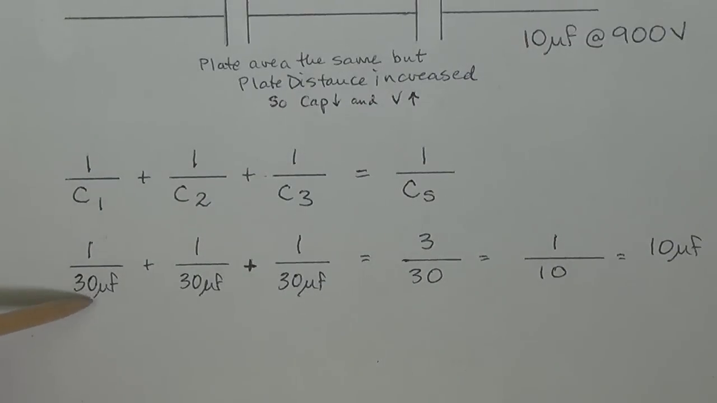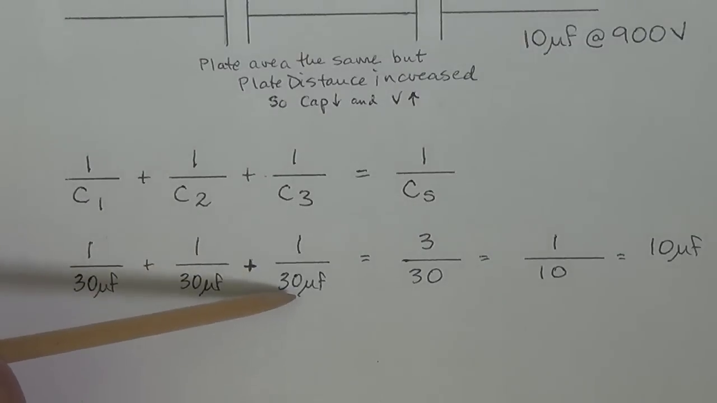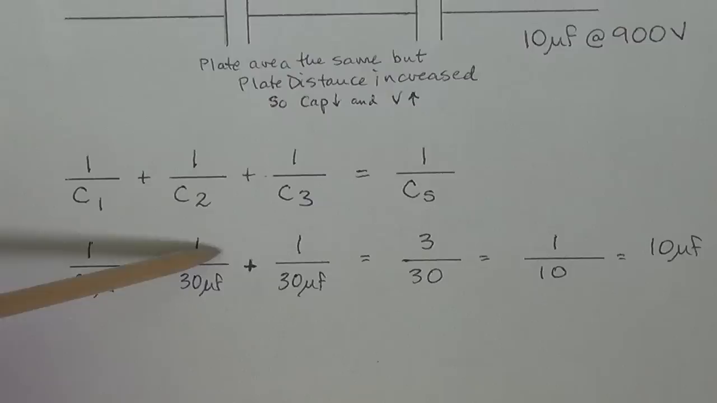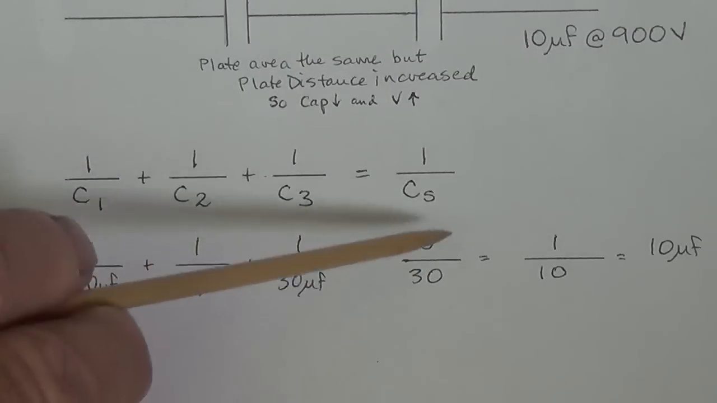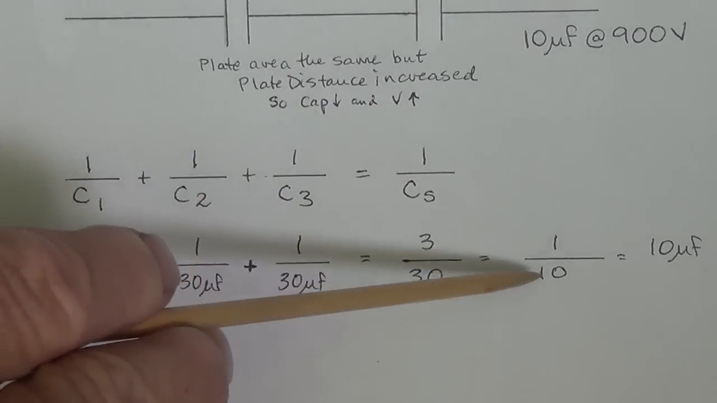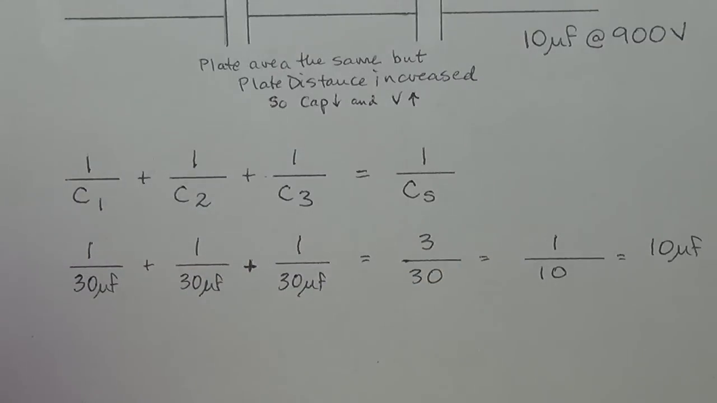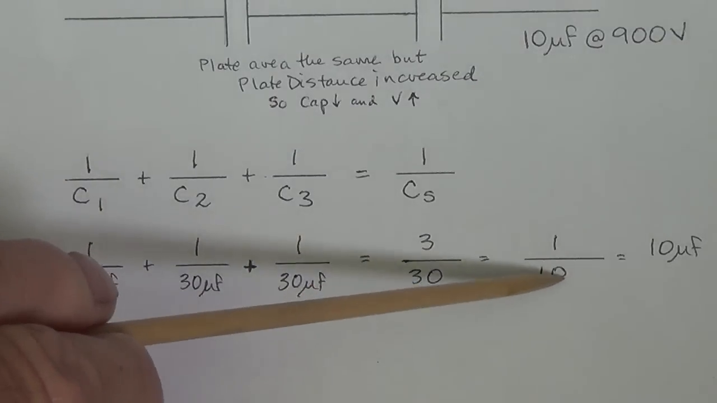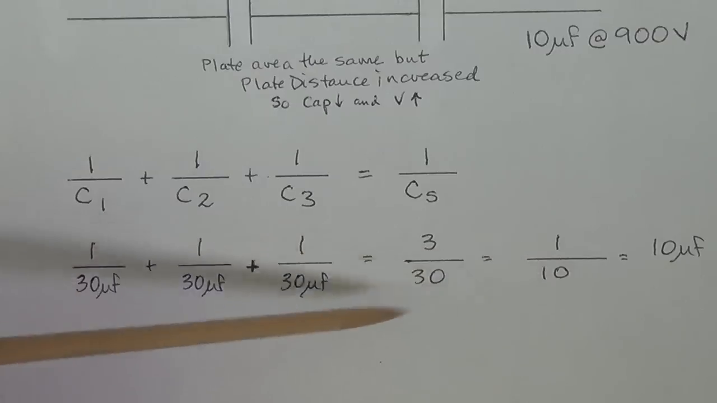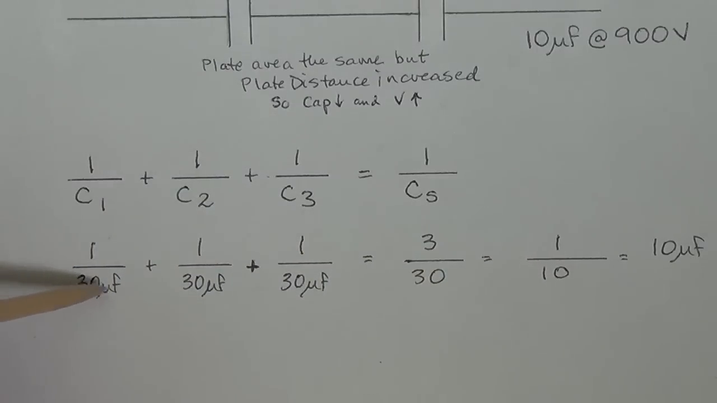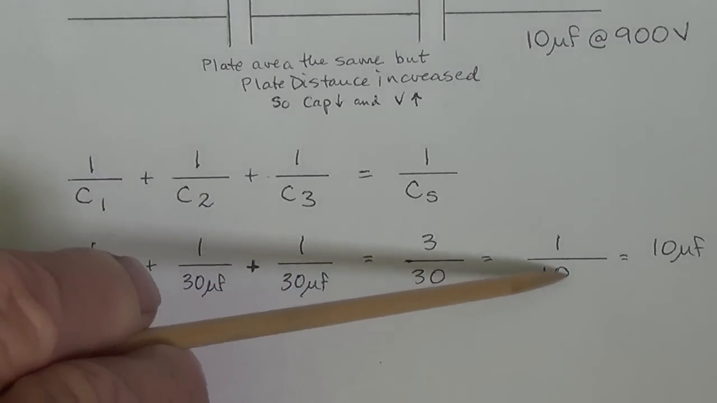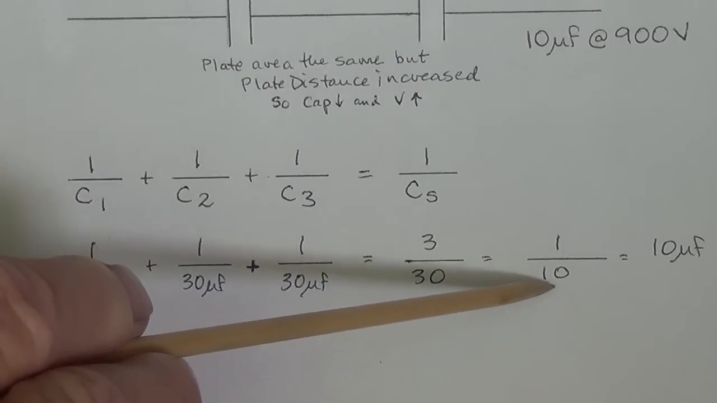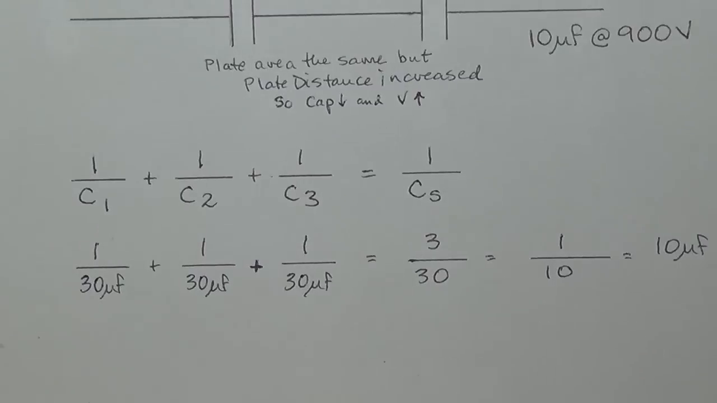1 over 30, 1 over 30, and 1 over 30, when we add them together, is 3. You add the numerators, the denominators stay the same. We can reduce this fraction to 1 over 10. And since the net capacitance is the denominator of the sum, we know that putting 3 30 microfarad capacitors in series will give us a final net capacitance of 10 microfarads.